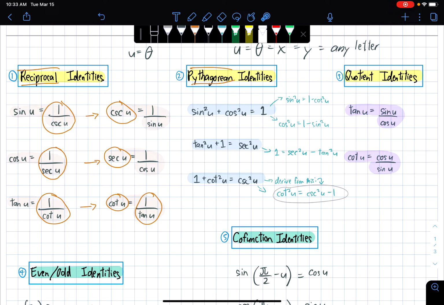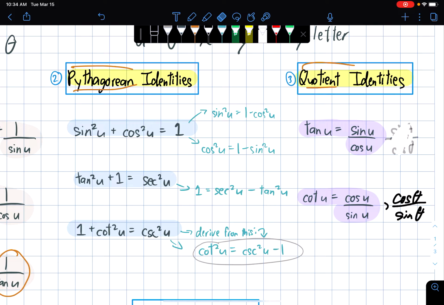So I hope you can see the difference between the two. For tangent theta, it's sine over cos. For cotangent theta, it will always be equal to cos over sine. So I hope that's easy to memorize.